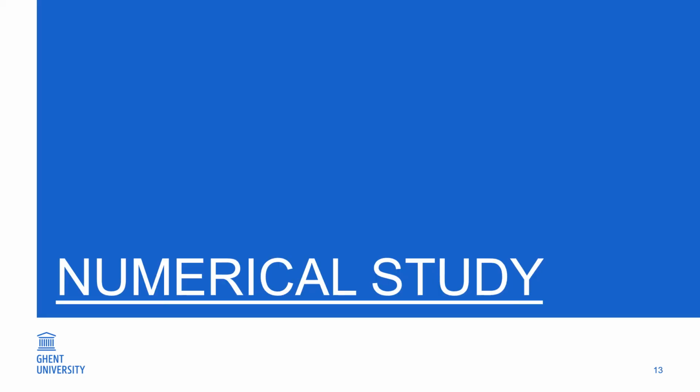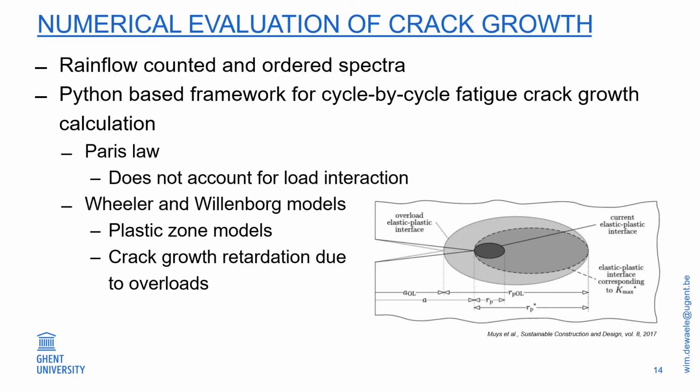We also performed a small numerical study. We did a numerical evaluation for the Rainflow counted spectra because these showed most effect of crack growth retardation. We used an in-house developed Python-based framework that allows us to calculate crack length cycle by cycle. The framework allows to do this based on the conventional Paris law, which does not account for load interaction effect, or using some plastic zone models, the Wheeler and Willenborg models, that allow to evaluate crack growth retardation.